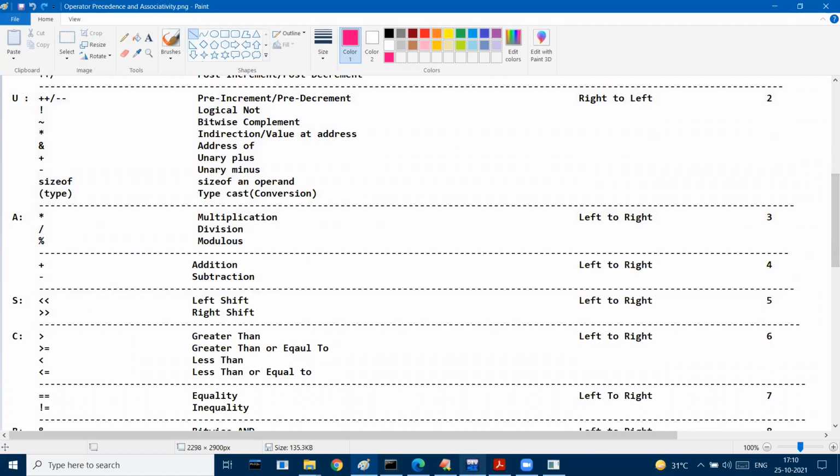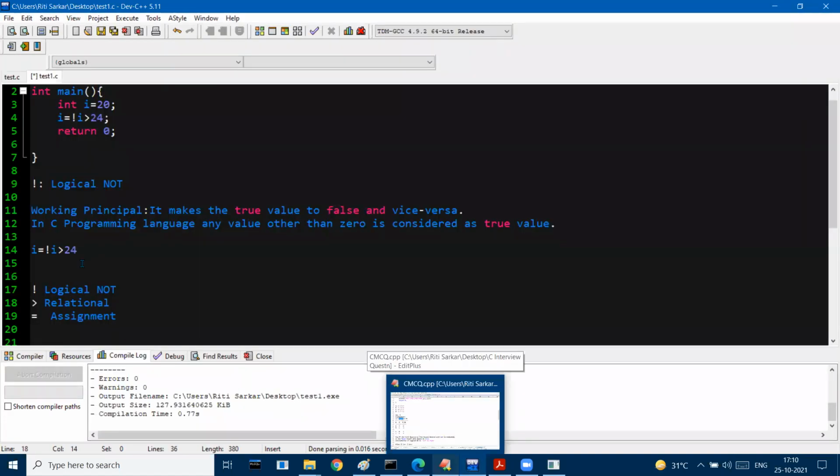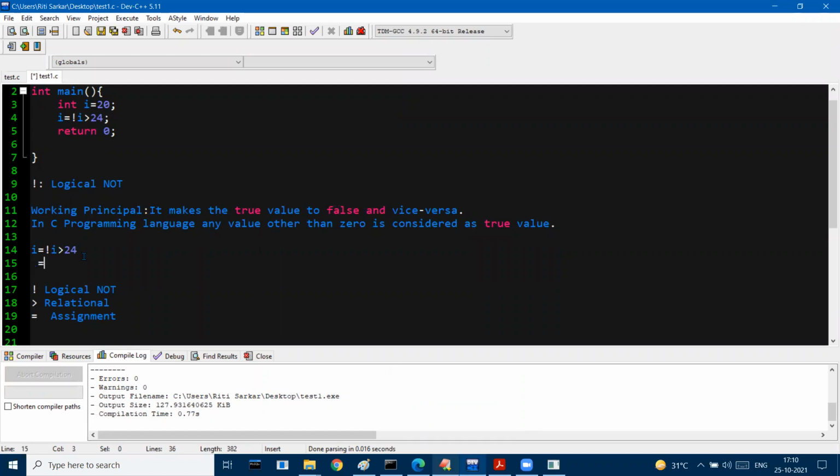So now in this expression, which part will be evaluated first? As per the precedence and associativity, logical NOT will be evaluated first. So now I concentrate here: I is equal to not I. I means 20. You can see it as 20. But what does logical NOT see in this 20? Oh, it's a true value. You can see 20, but logical NOT sees it as a true value.